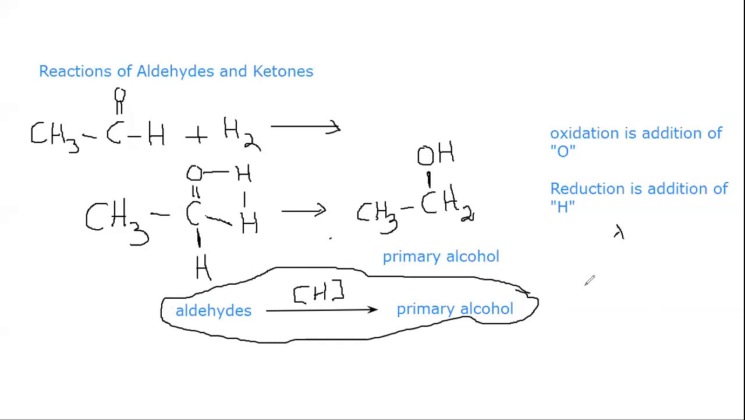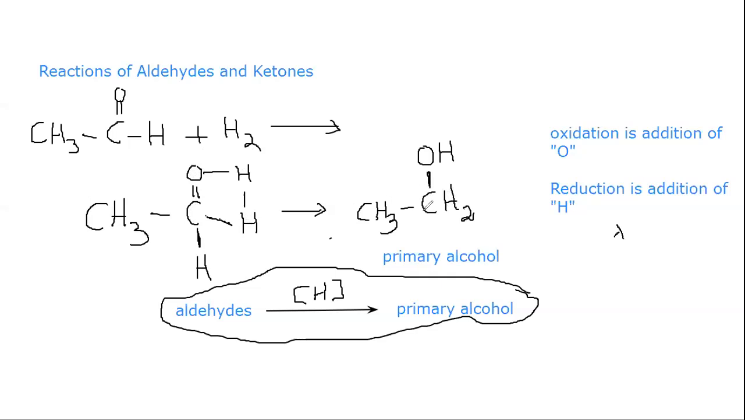Aldehydes on addition of hydrogen forms primary alcohol. You guys can see I took aldehyde CH3, C double bond OH. I already have H here. I'm adding hydrogen, H2. When I did that, what happens? This oxygen is picking up this hydrogen, and this carbon is picking up this hydrogen to form primary alcohol.